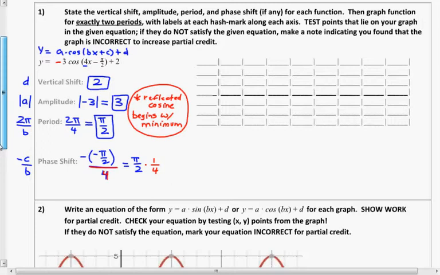And then you have to know on this test, how do you multiply fractions? You just multiply the numerators, multiply the denominators. So the product here is pi over 8. That is the phase shift. So calculate the 4 features, and then we need to start applying them to the graph. Okay, the first thing I would acknowledge on my graph is the vertical shift of 2, and I would label my y-axis with a 2 at the midline.